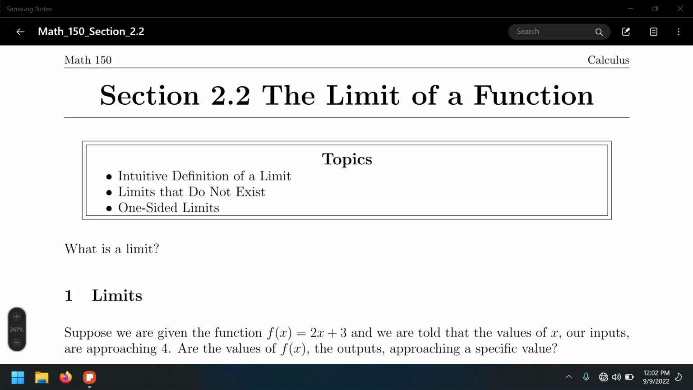Let's get started. Let's move on through chapter 2. Okay, so section 2.2. That's the limit of a function. We're going to have a look at the idea of a limit. How is that related? How is that similar?